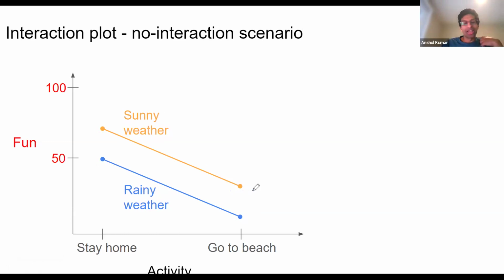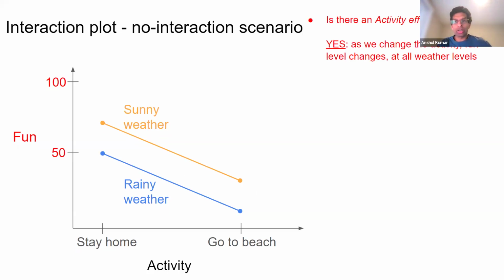then we go way down to 30 units of fun. So in both of these lines, the rainy and the sunny, they're going down by 40 units. And these two lines are parallel, which also helps give us a clue that there's no interaction. So we can write some results now.